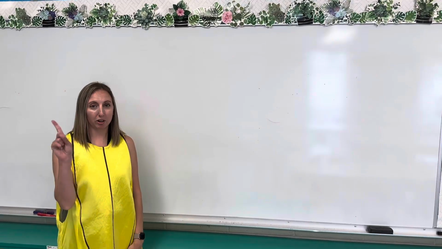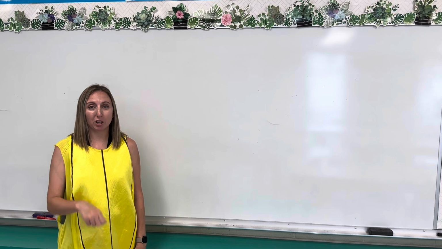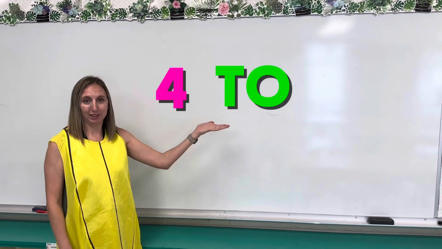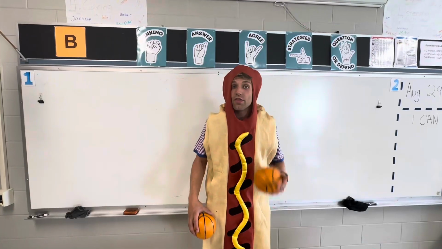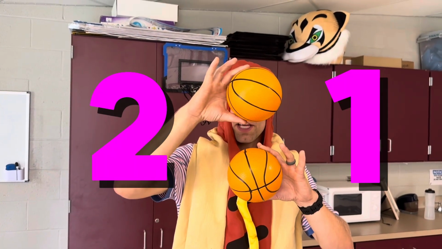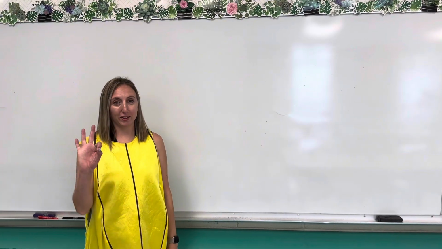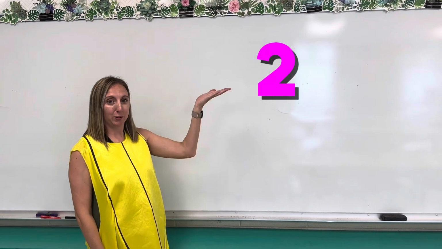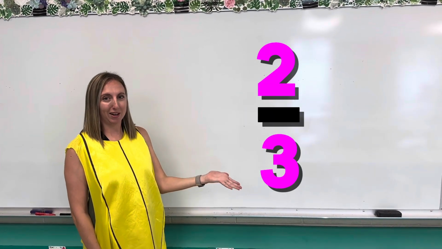It's easy as 1, 2, 3, because there's only 3 ways to write them. So the first way we can write a ratio is with the word to. So for example, 4 windows to 6 tall chairs. The second way you could write it is with a colon. Like how I have 2 basketballs for 1 mini hoop. Finally, the third way to write a ratio is like a fraction. For example, for every 2 whiteboards, there are 3 monitors.